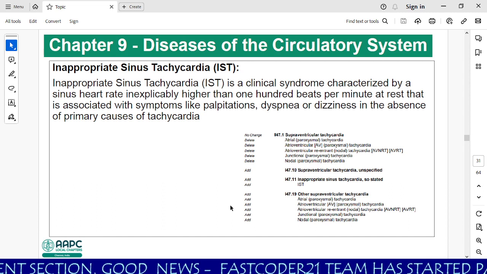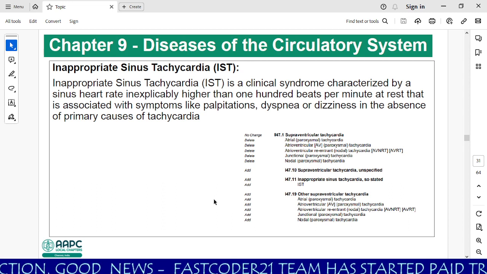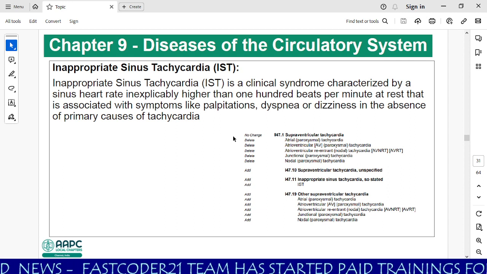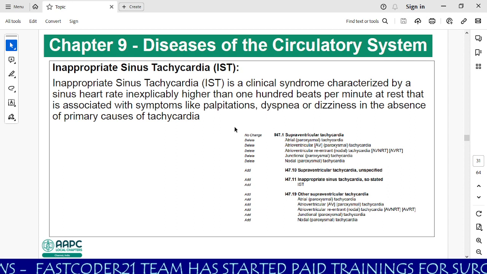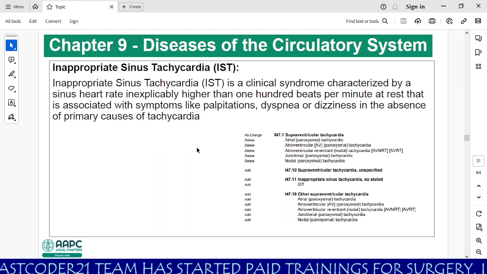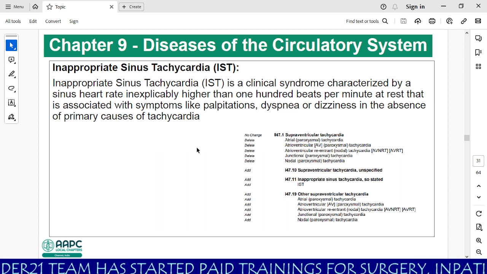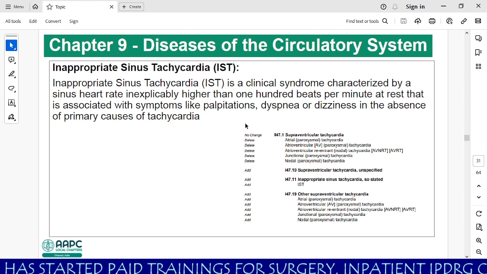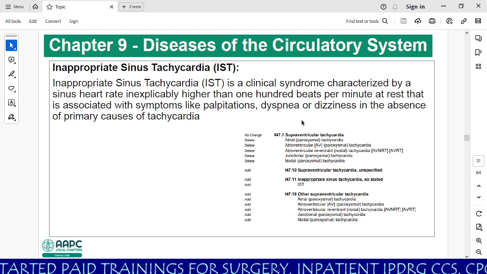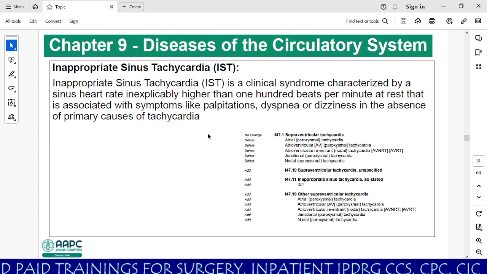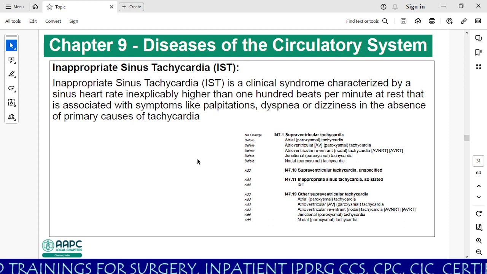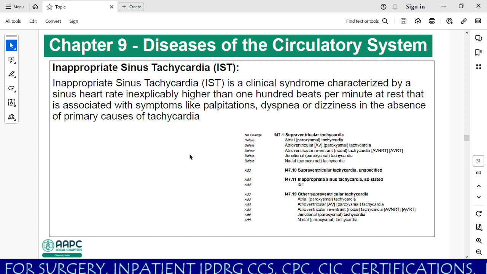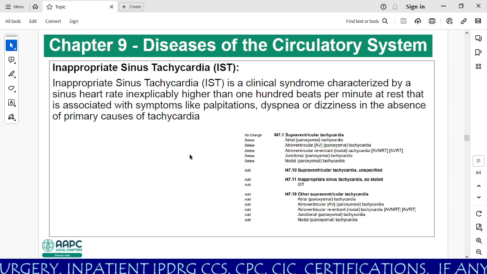So here we have one more new code, inappropriate sinus tachycardia. We will call it as IST. IST is a clinical syndrome characterized by a sinus heart rate inexplicably higher than 100 beats per minute at rest that is associated with symptoms like palpitation, dyspnea or dizziness in the absence of a primary cause of tachycardia. So basically, as all of us know, tachycardia means a faster heart rate, higher than 100 beats per minute.